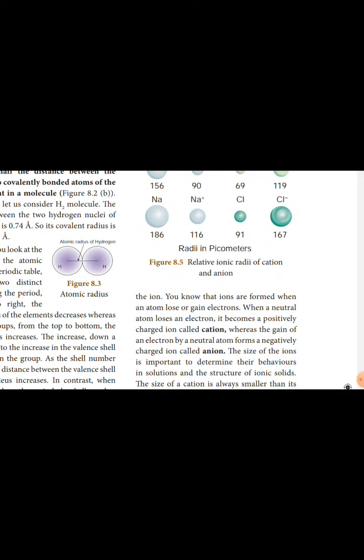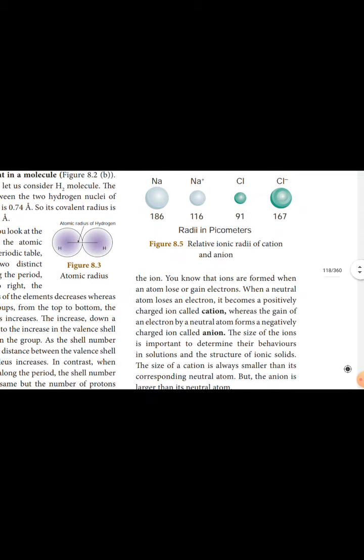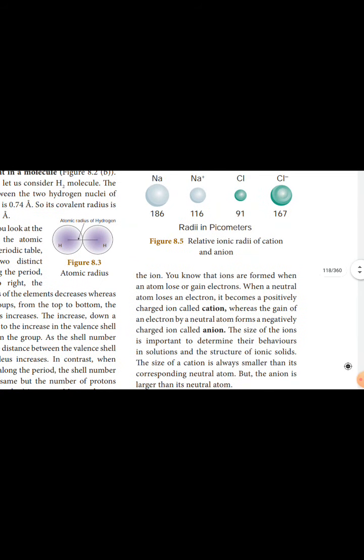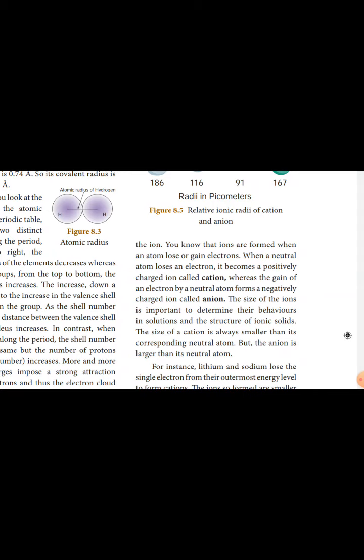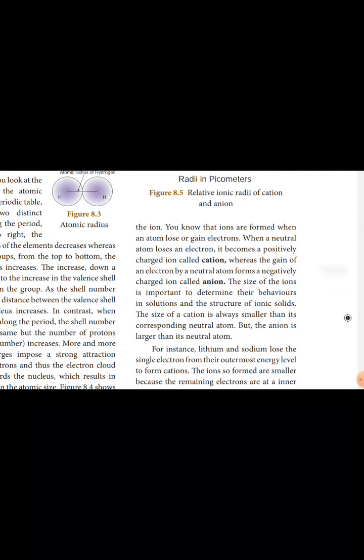So when ions are formed by losing or gaining electrons, charges are obtained by the atom. Because of these charges, they are termed cation and anion. When a neutral atom loses an electron, it becomes a positively charged ion, that is called a cation. Whereas the gain of an electron by a neutral atom to form a negatively charged ion is called an anion. So a cation is a positively charged ion formed with the loss of electron. An anion is a negatively charged ion formed by the gain of electron.